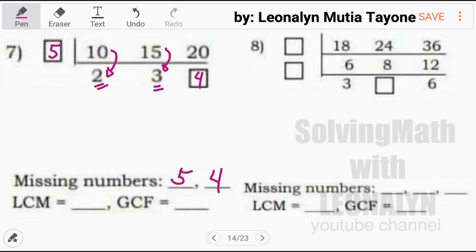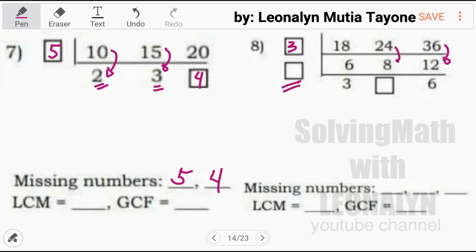Dito naman tayo sa isa. Paano nga hanapin yung dinivide dyan? 18 divided by 6, and that is 3. So, therefore, 3 yan siya. 18 divided by 3, and that is 6. 24 divided by 3, and that will give us 8. 36 divided by 3, and that will give us 12.